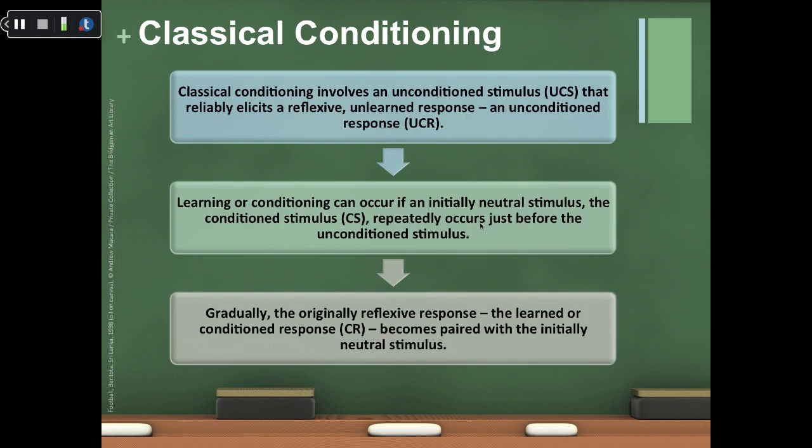Okay, so the process of classical conditioning is that first you have to have an unconditioned stimulus and an unconditioned response. Then learning occurs if a neutral stimulus is paired with an unconditioned stimulus. And because the unconditioned stimulus produces the response, the pairing produces the response. Gradually, the neutral stimulus begins to elicit the conditioned response. Okay? So we're going to go through some examples of this.